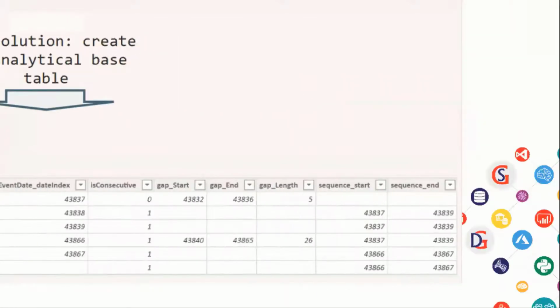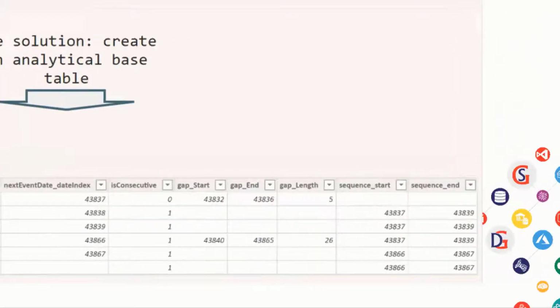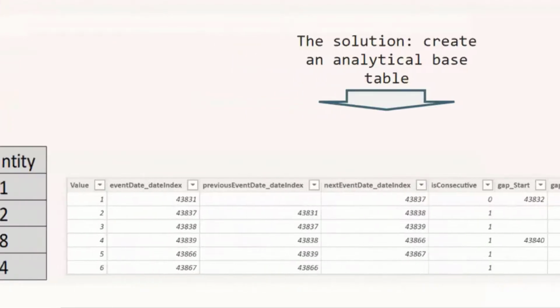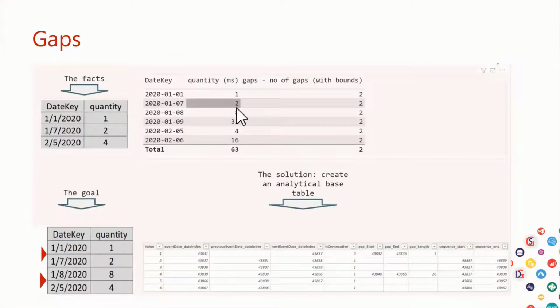For this reason, the sequence start is empty for the first event, and then there is a sequence end date where I can use this for the sequence question. And all of this is my analytical base table that I reuse for a lot of different problems, creating this kind of virtual table.